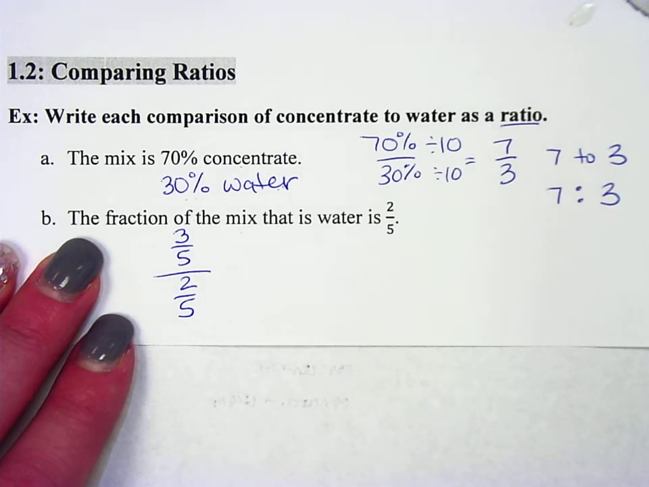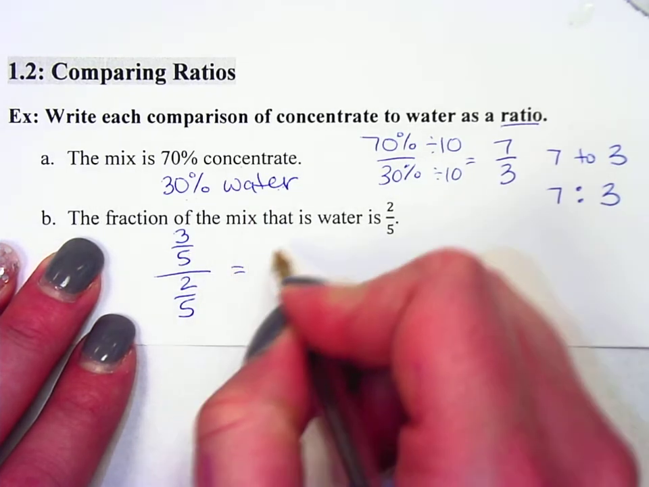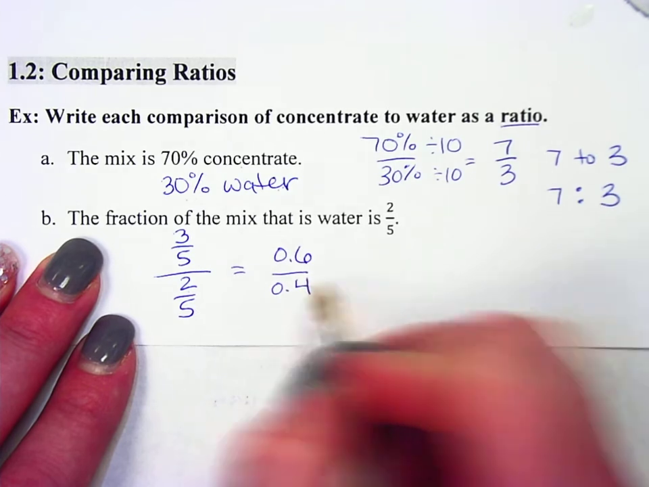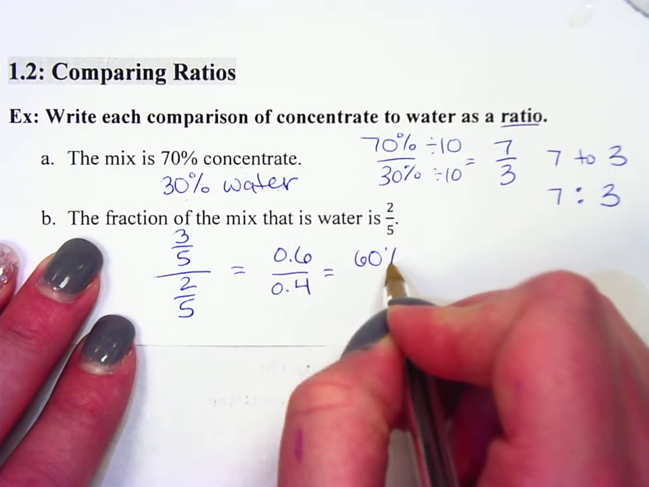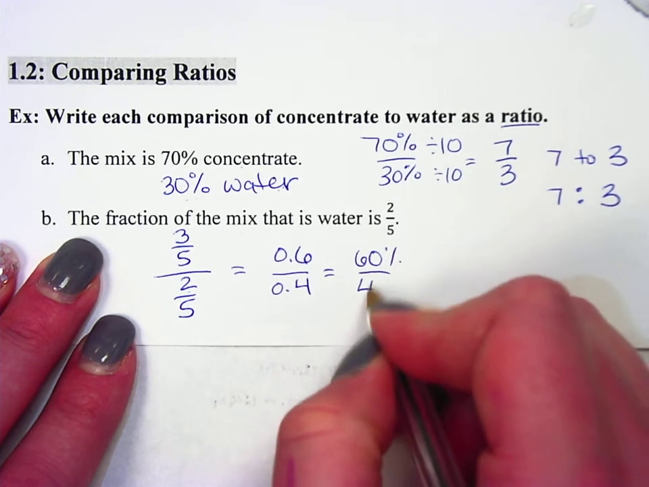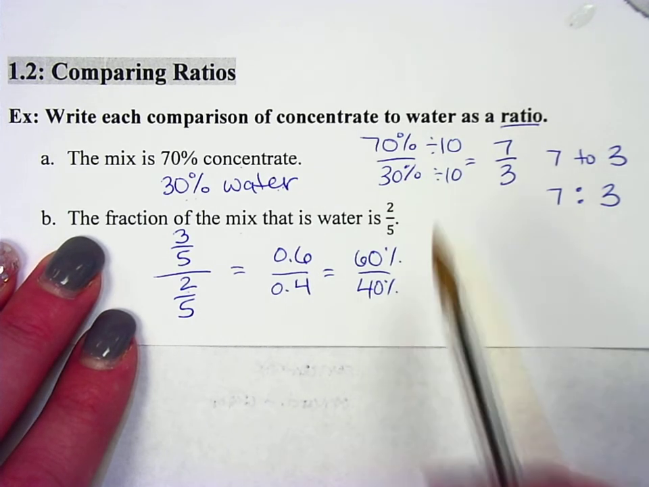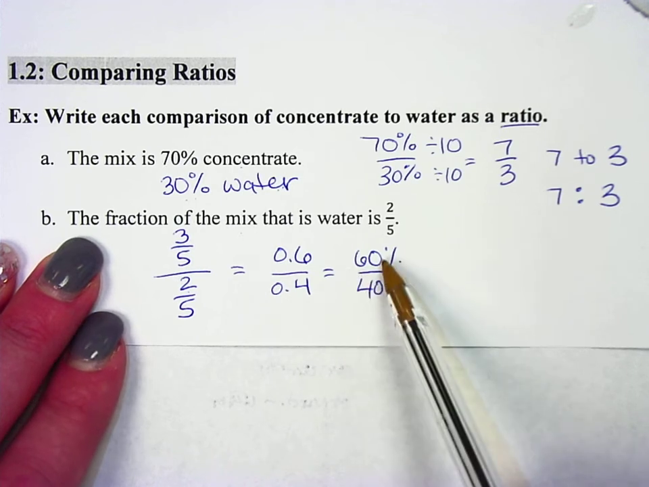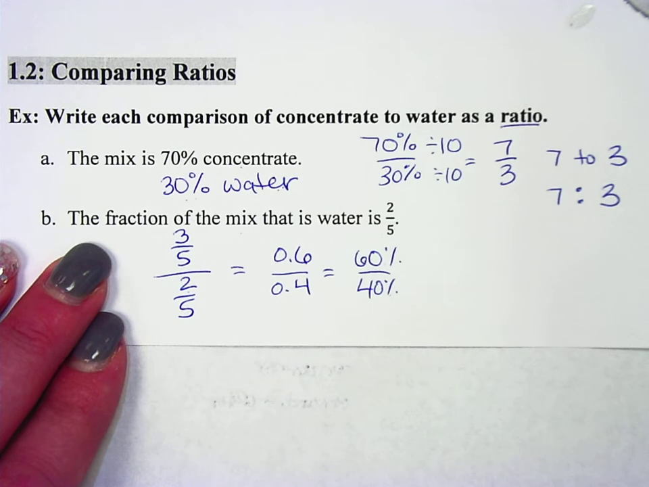I'm going to go ahead and change those to a decimal to make it a little easier for me. So 3 divided by 5 is 0.6. 2 divided by 5 is 0.4. Or if you want to think of it like last time, that would be 60% concentrate to 40% water. You can look at any of those 3 forms, they mean the same thing. The important thing is that the water was the 2/5 or my 40%, so that means I need 60% concentrate in order to give me my total 100%.